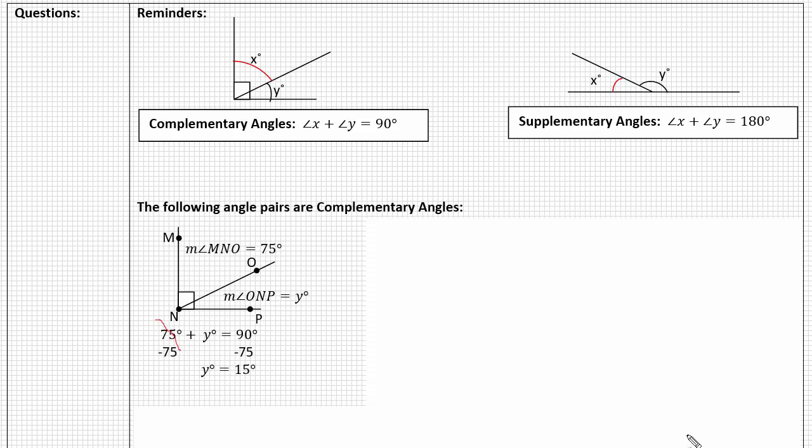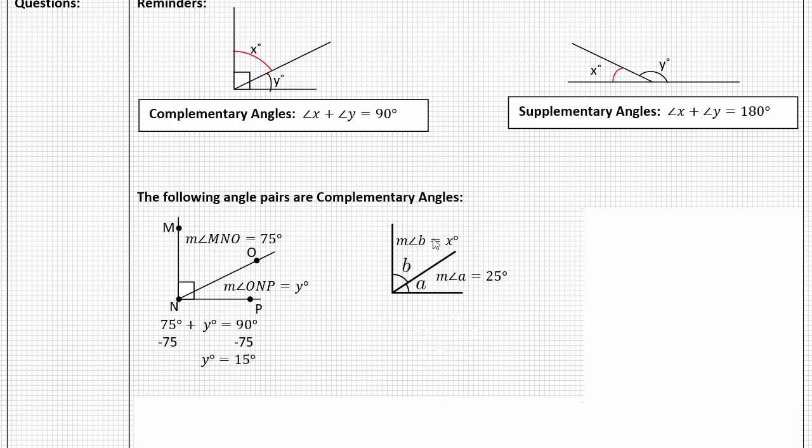Let's try another one. Here's another set of complementary angles. We know that because we're being told that they're complementary, and so we know that the measure of angle B is X degrees. We don't know that. But we're being told here that the measure of angle A is 25 degrees. So let's do our setup.